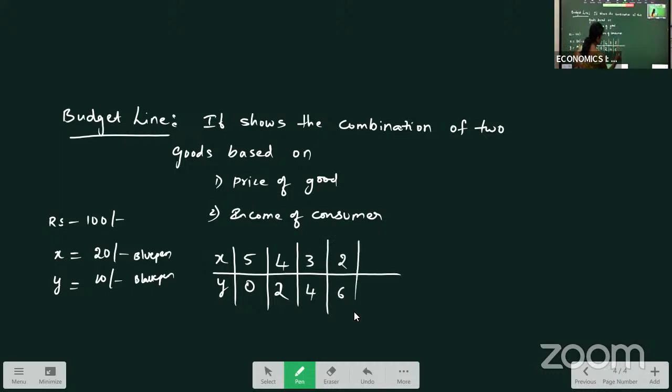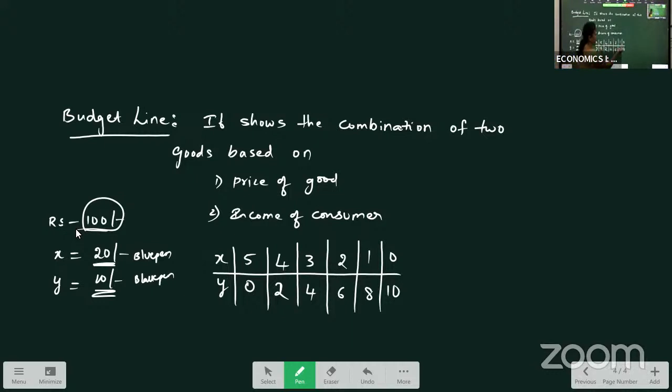2 and 6, 1 and 8, 0 and 10. When I'm not taking X commodity, with all the 100 rupees, I can take 10 Y commodities. So this way we will do the combinations over here. On what basis is the combination dependent? Price of the commodity. Here prices are given, and income of the consumer, how much money I am having. Depending on that only I am making my budget line.